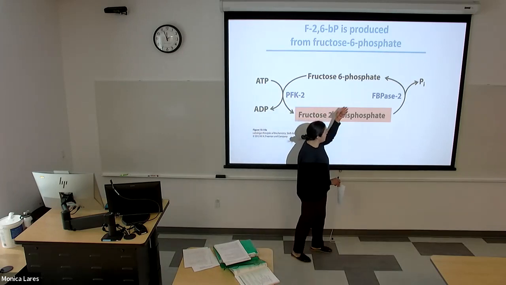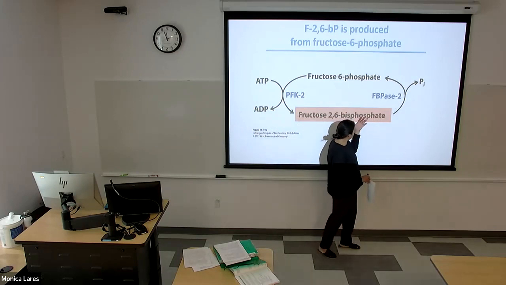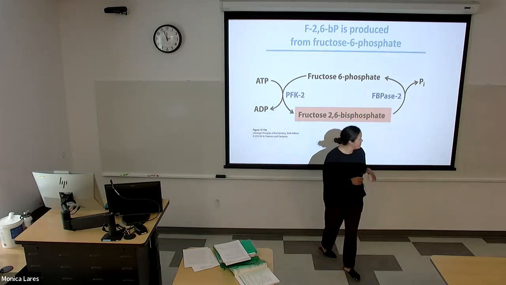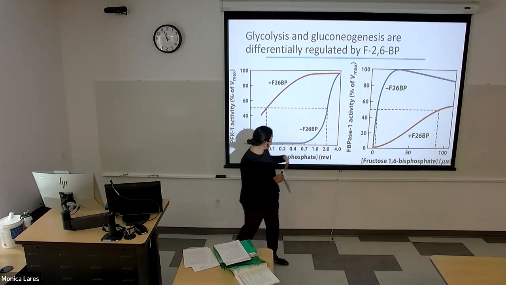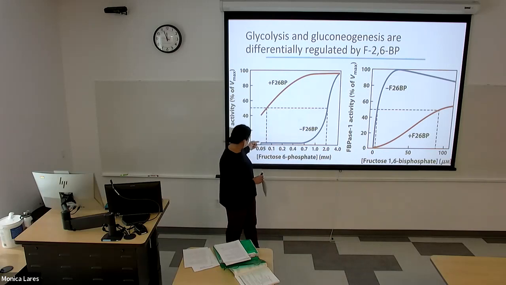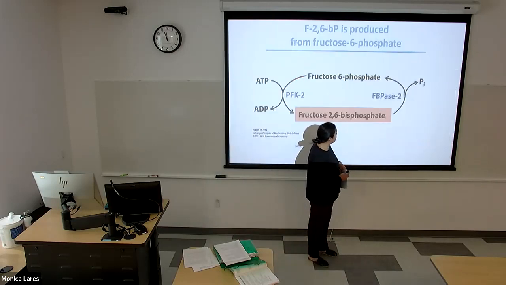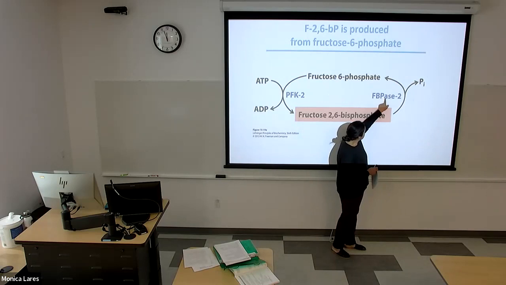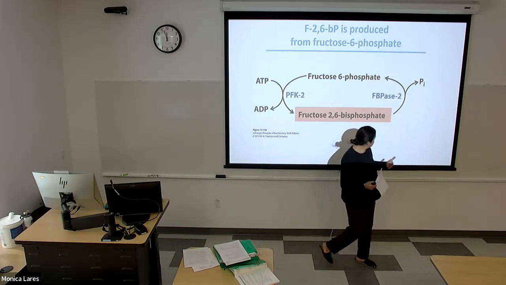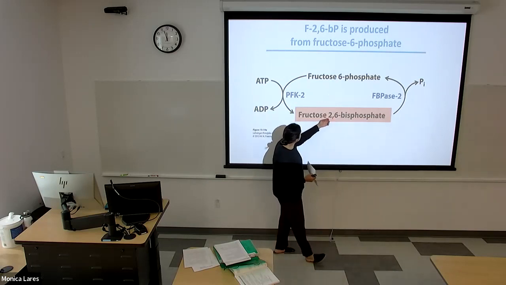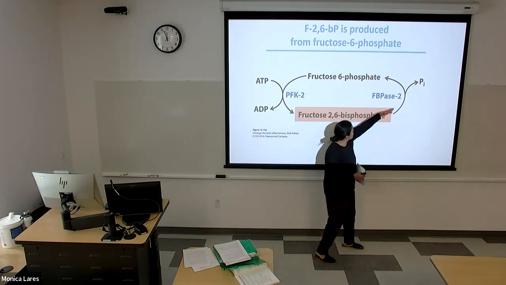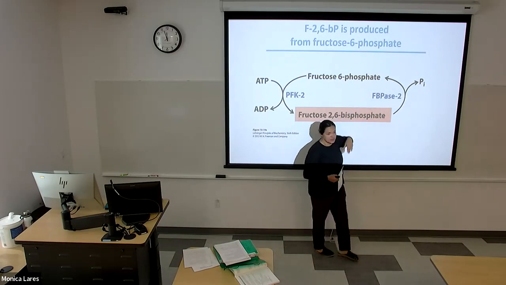And then if we get rid of this, remember how important that was. If it's not there, then PFK1 is not active and FBPase1 is very active. FBPase is fructose bisphosphatase. A phosphatase removes the phosphate group. So it's removing that phosphate group on the second carbon and you get back to fructose 6-phosphate.